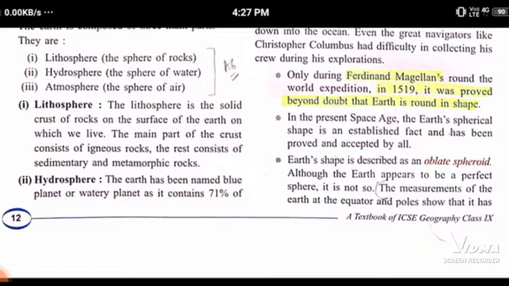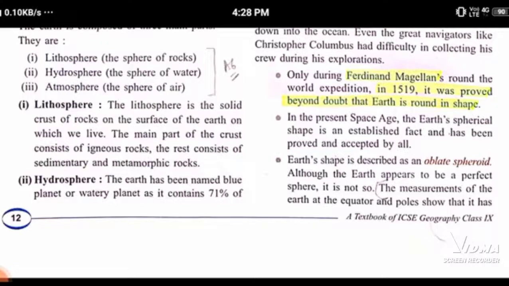The lithosphere is the solid crust of rocks on the surface of the earth on which we live. The part on which we live, that is lithosphere, is simply the solid crust of rocks. So it is mainly composed of rocks. The main part of the crust consists of igneous rocks. Igneous rocks, metamorphic rocks, you would have discussed earlier. These chapters, rocks and volcanoes, are there in your geography, which you would discuss, I think, in the final term.